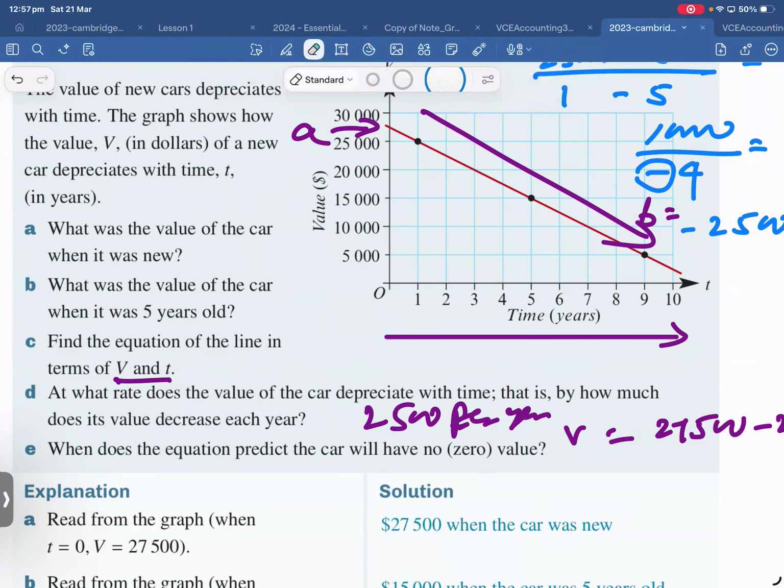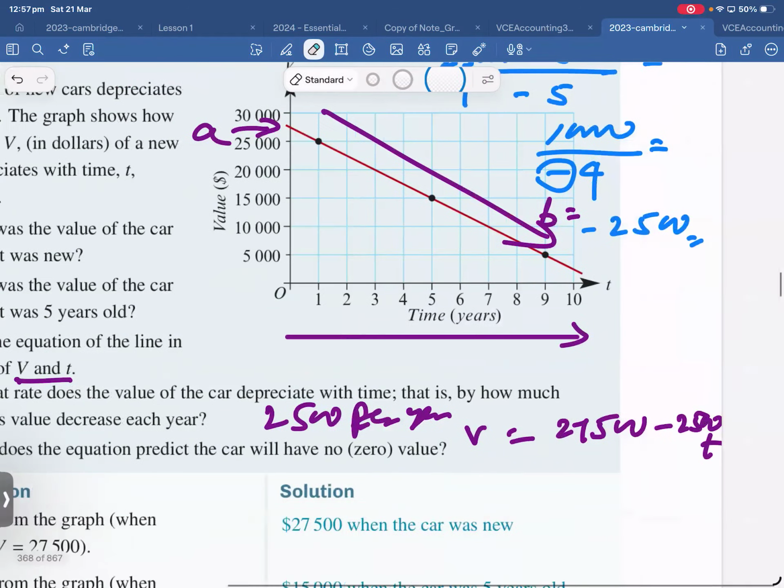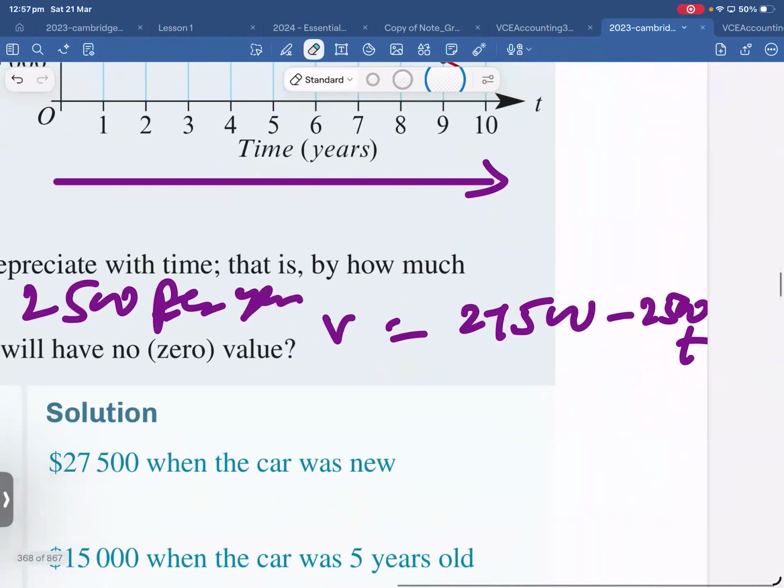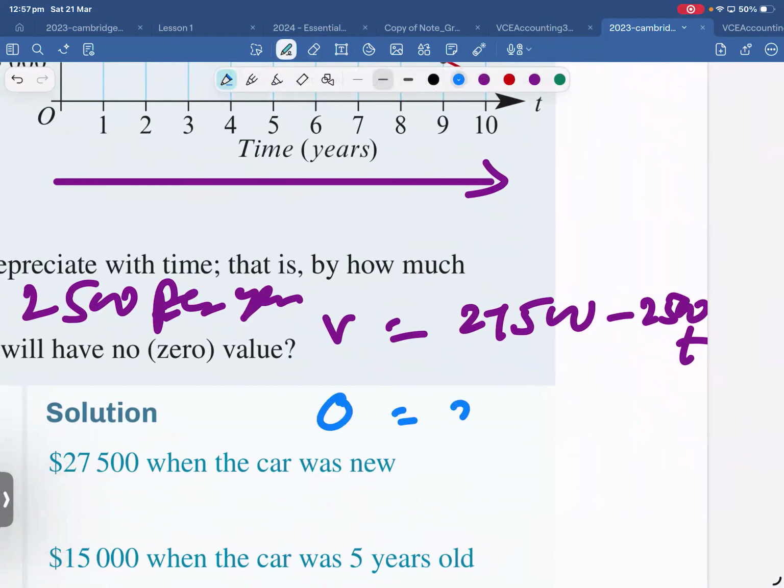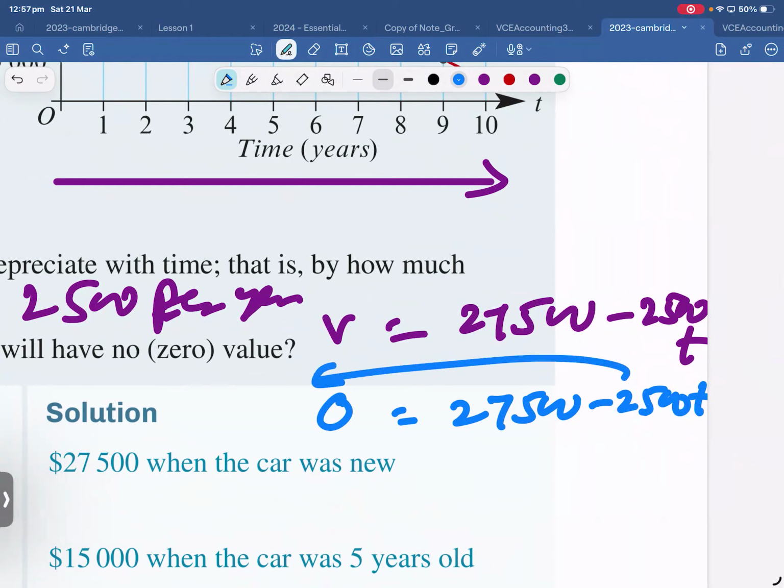And when does the equation predict the car value zero? Zero value we can't see here, but we can apply the equation. So V is equal to 0: 27,500 minus 2,500 T. Then you can bring 2,500 to this side, it becomes positive. You agree? Yeah. So 0 equals 27,500 minus 2,500 T.